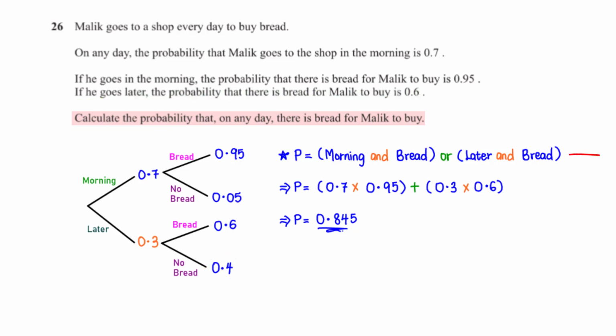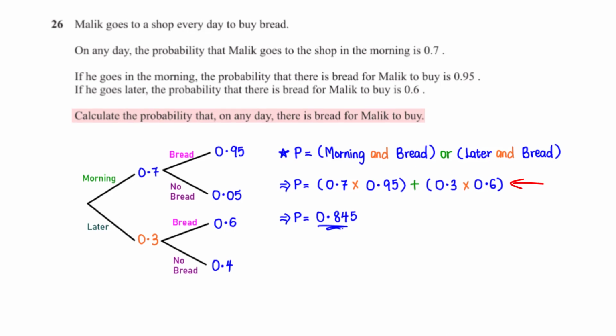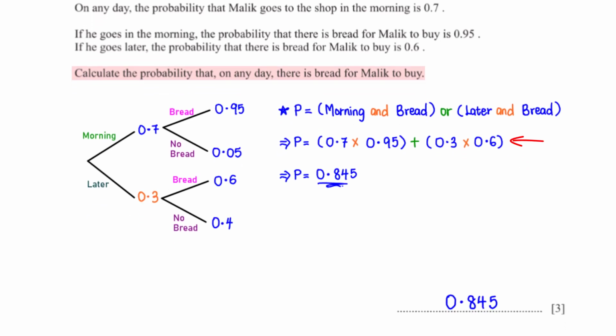The probability that there is bread for Malik to buy on any day is in two different scenarios. He goes in the morning and gets bread, or he goes later and gets bread. This gives us 0.7 times 0.95 plus 0.3 times 0.6. When we type this into the calculator, we get 0.845.